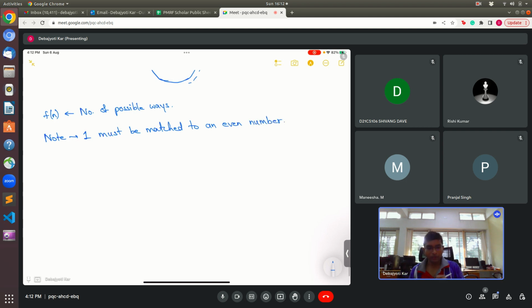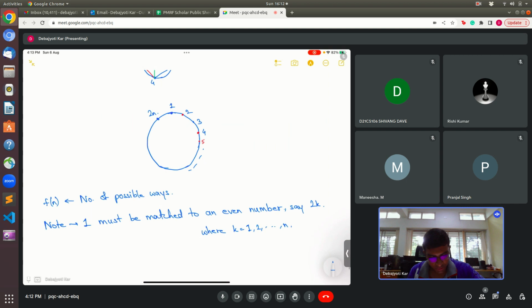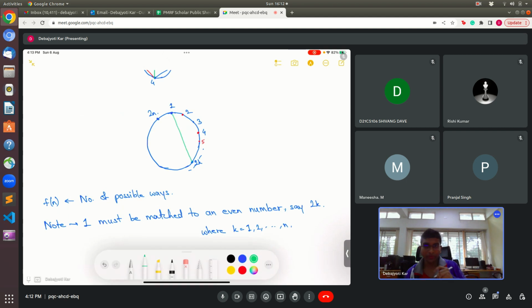So 1 has to be matched to some even number. Let's call it 2k. So suppose 1 is matched to the point 2k, where k can be anything from 1 to n. Okay, so let's consider this situation. Suppose 2k is here and 1 is matched to 2k, right? So now how many points are there?